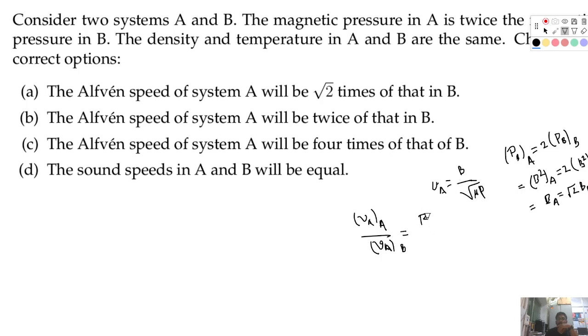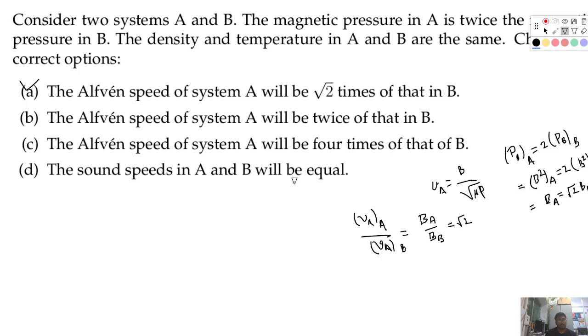So you have V_A by V_B, that is equal to root 2. So the Alfvén speed of system A will be root 2 times that in B. Okay, so E is correct. Now these two are not correct. Now the last one is the sound speeds in A and B will be equal.